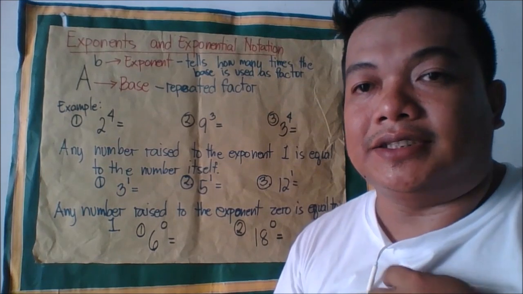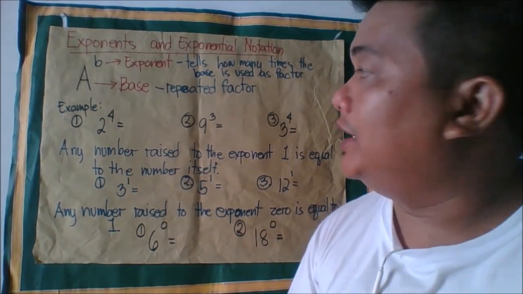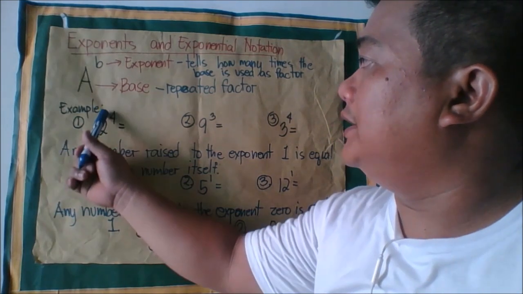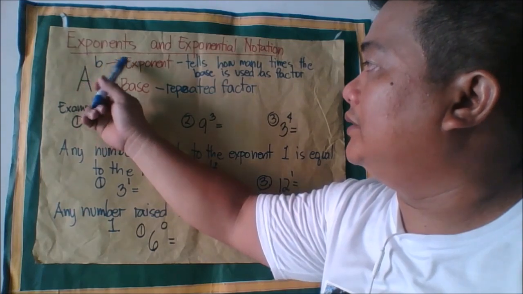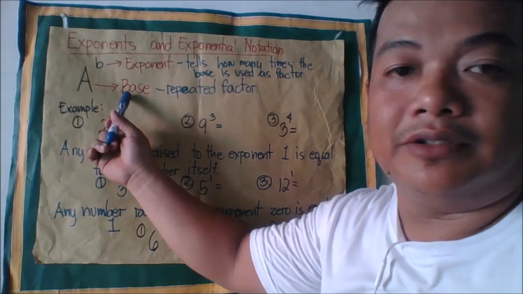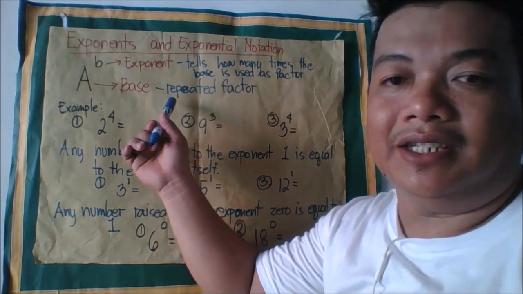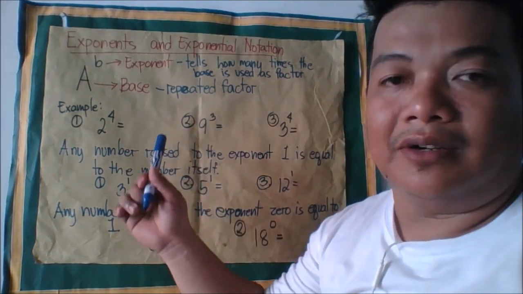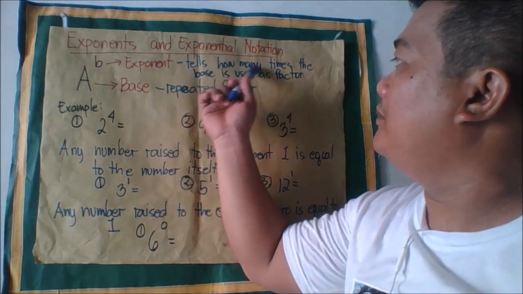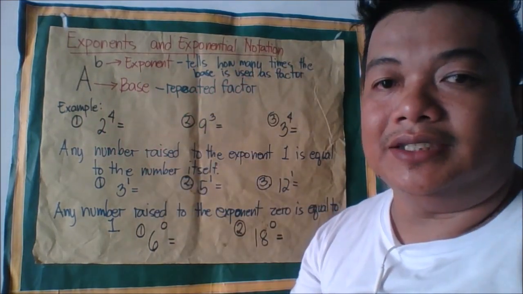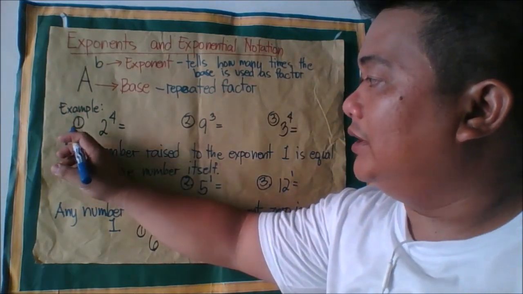Okay, so let us move to the exponents and exponential notation. So we have here a to the power of b, or a to the exponent of b, where a is what we call the base, and base means it is the repeated factor. An exponent tells us how many times the base is used as a factor. So let us try this example.